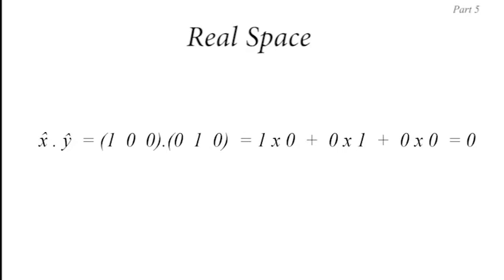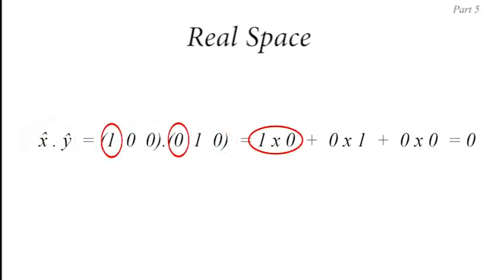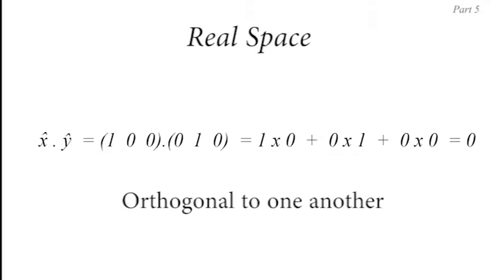Here is that calculation for the multiplication of the unit vectors x times y, or x dot y. Taking the dot product, 1 times 0 is 0. 0 times 1 is 0, and 0 times 0 is 0. The total is 0. The two unit vectors are orthogonal, or if you prefer, they are at right angles to one another in real space. Any two vectors which give 0 when multiplied together in this way must be at right angles to one another.